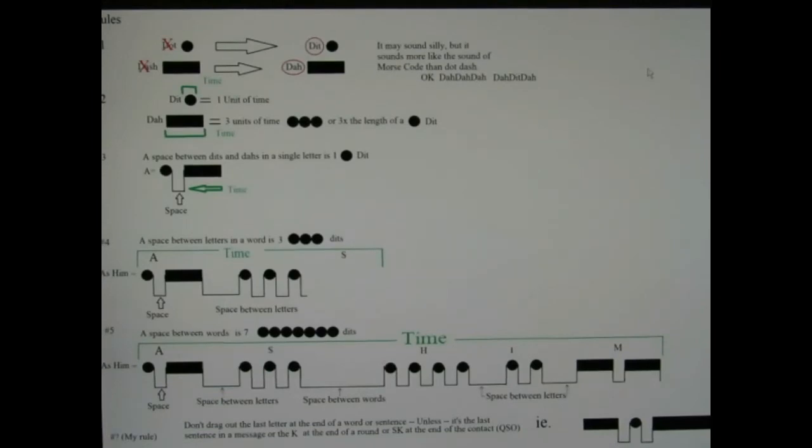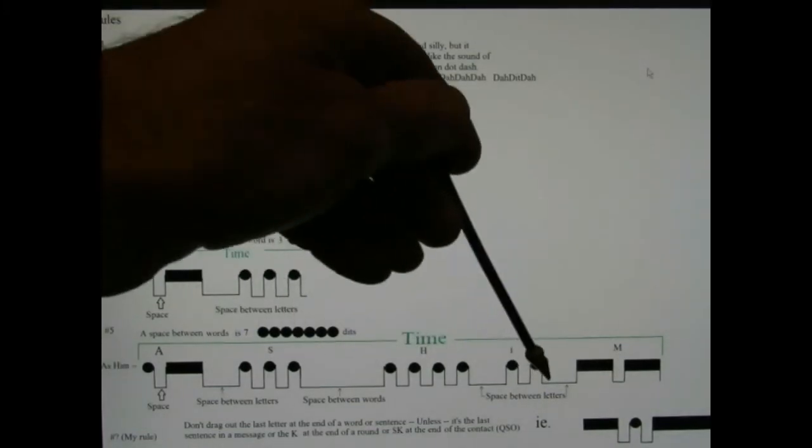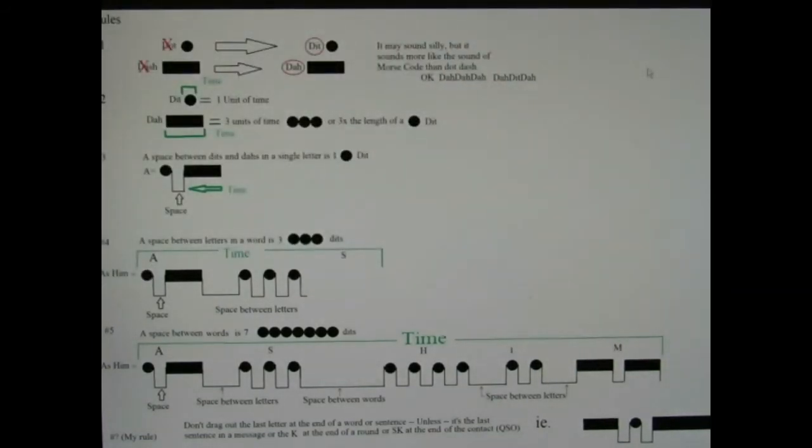Okay, this rule, number five, which is kind of my rule, is a pet peeve of mine. Sometimes ham operators will have a letter at the end of a sentence that ends with a da. Let's say this sentence ends with the word him. They'll drag out this last M to a real long one, because they think it adds finesse. And it can be confusing to someone that's new listening to this. They have this long M, and then all of a sudden they start another word in their next sentence, and they're trying to figure out what that last letter was because of this long da. So I think you should not get in the habit of doing it.